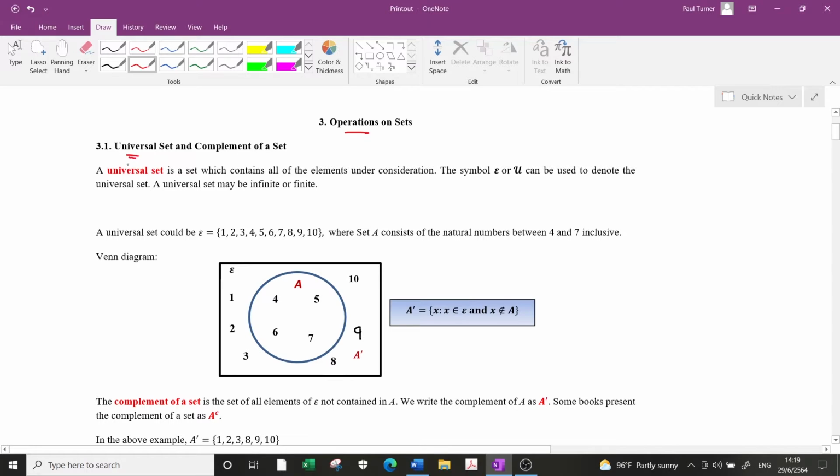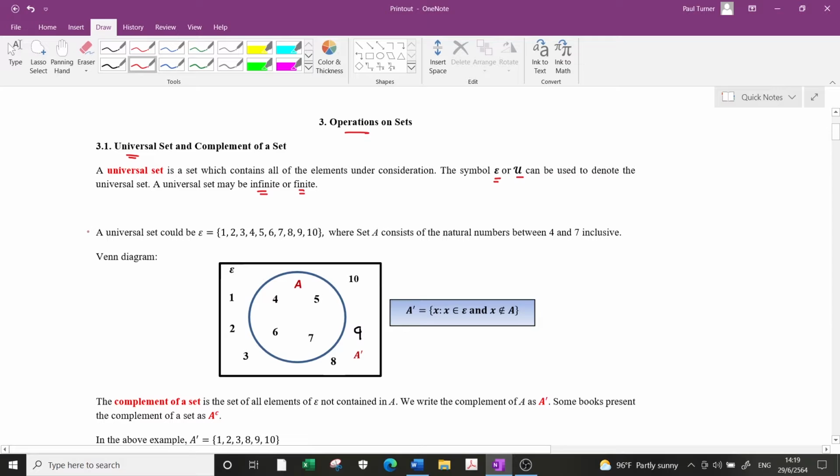The first definition is what a universal set is. A universal set is a set which contains all of the elements under consideration. The symbol epsilon or U can be used to denote the universal set. A universal set may be an infinite set or a finite set.